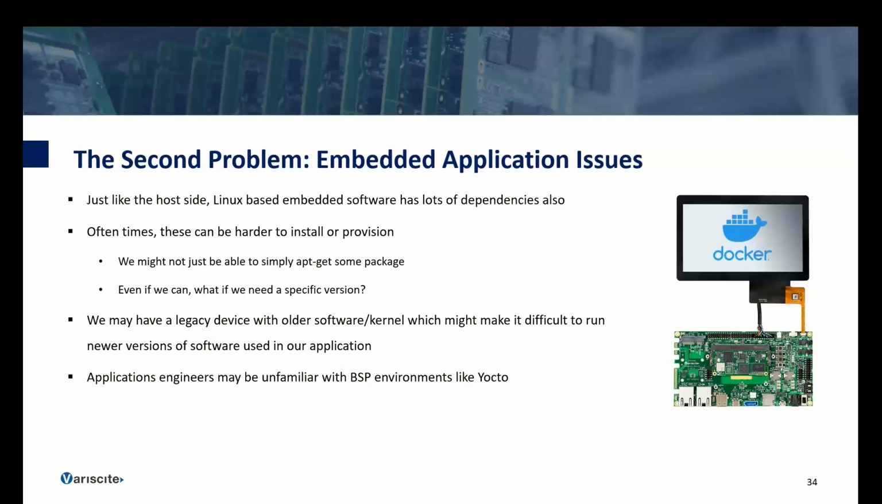We could have a legacy device with an older software kernel, which might make it difficult to run newer versions of software. We certainly encourage, as we maintain our releases and push new updates, for customers to update to the latest, but we understand that's not always possible. So using something like Docker could allow you to run things within that environment, in a kind of legacy BSP environment. Additionally, application engineers might be unfamiliar with BSP environments like Yocto. So encapsulating everything in Docker puts all the application components right together.